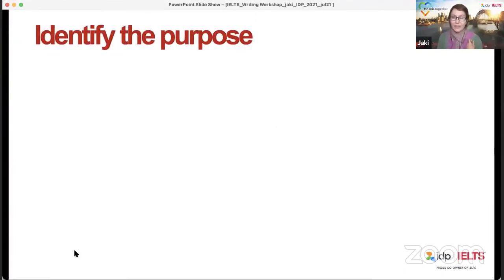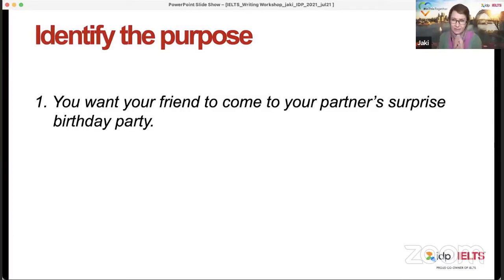Okay, so let's think about the purpose. So this is sometimes hard. The purpose is always at the top, right? But we have to try to figure out what the overall purpose is. So let's just practice a few. You want your friend to come to your partner's surprise birthday party. What's our purpose? To do what?